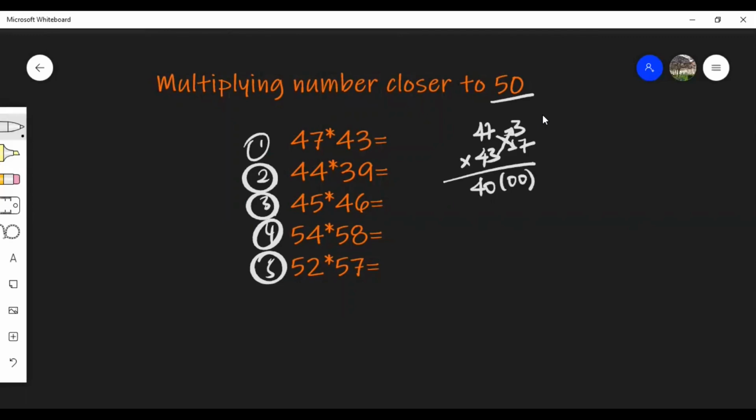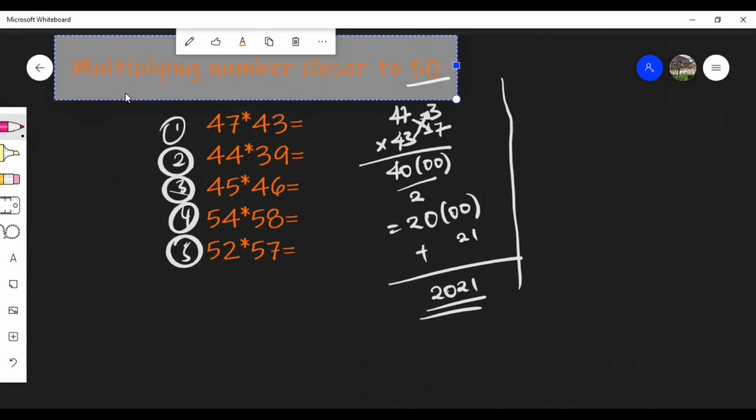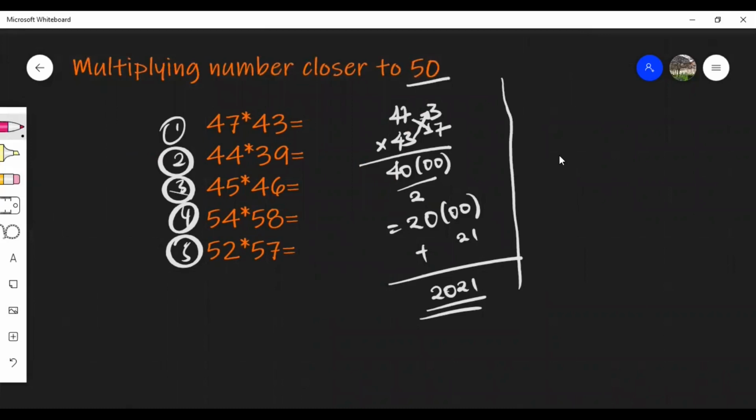And this is in zeros. And this 40, because 50 is half of 100, for this method to work out, you want to divide this by 2, which then gives you 20. That is also zeros in hundreds. And then you add up the multiple of 3 and 7. And therefore, the answer here is 21. Easy, yeah? Let's now go to the second question.